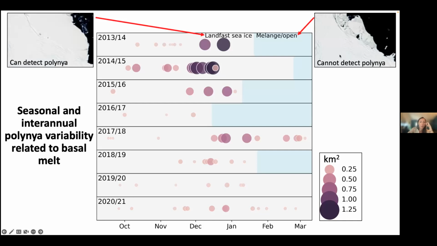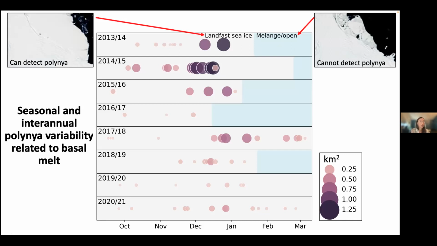And on the right-hand side is the blue is when you cannot detect the polynya visually because there's melange or open ocean. Down the road, we'll be able to use thermal infrared to detect where these outflows are, even when there isn't melange, but for now, we're just using visible imagery.